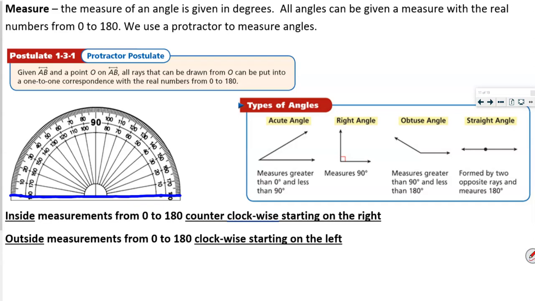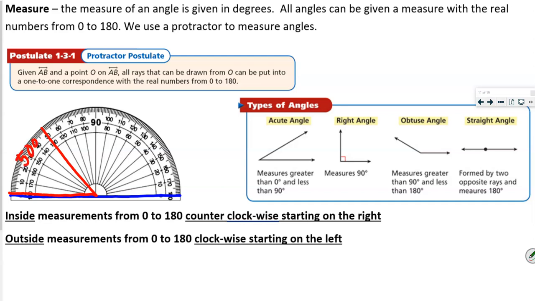We have an inside and an outside measurement. If we look at this angle right here, we're going to use the outside measurement, because we came from the left. It says inside measurements are from 0 to 180 counterclockwise starting at the right. So if we're using the outside measures, we're starting at the left. So here we're going to say that this was 50 degrees.